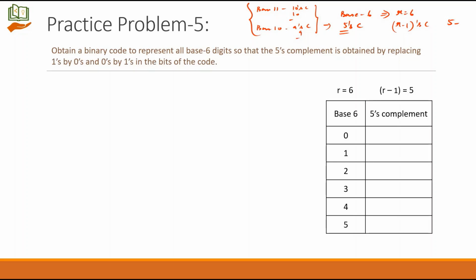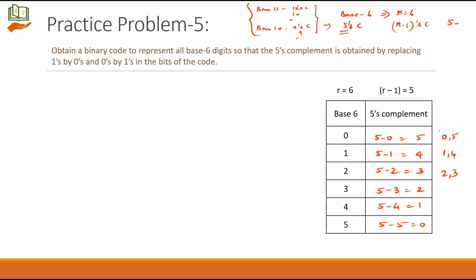How do I find the 5's complement? 5 minus 0 will give 5. 5 minus 1 will give 4. 5 minus 2 will give 3. 5 minus 3 will give 2. 5 minus 4 will give 1. 5 minus 5 will give me 0. What are the combinations possible? 0 and 5 can be a combination. 1 and 4 can be a combination. 2 and 3 can be a combination.